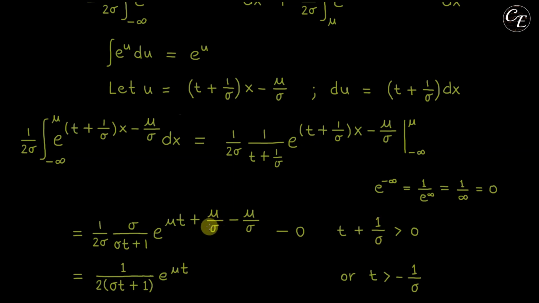Then we can cancel out this plus mu over sigma and minus mu over sigma. Now for this one, we have a common denominator sigma if we multiply the numerator and denominator of t by sigma. Then we'll have sigma t plus 1 over sigma, and 1 over that is sigma over sigma t plus 1. Then we can cancel out the sigma and sigma. What we're left with is 1 over sigma t plus 1 times e raised to mu t, with this condition. If we move this 1 over sigma to the right side, we have t is greater than negative 1 over sigma.